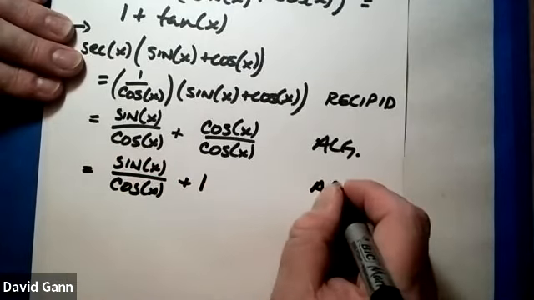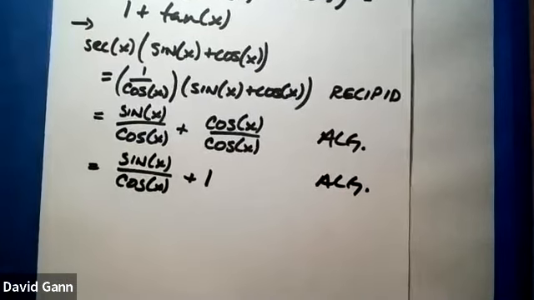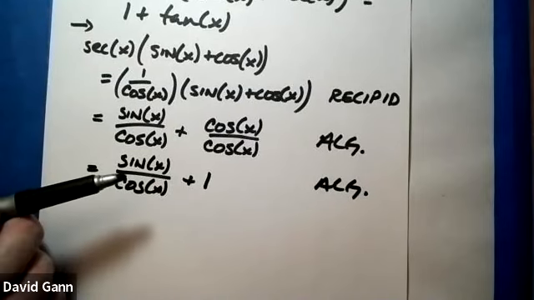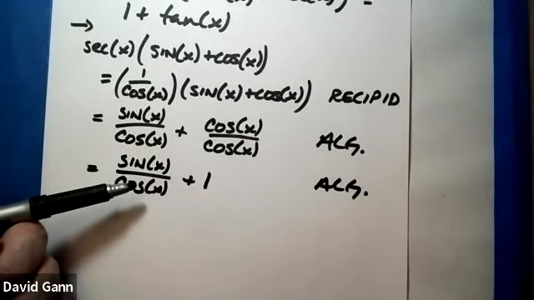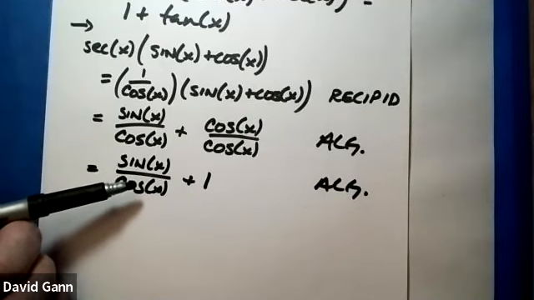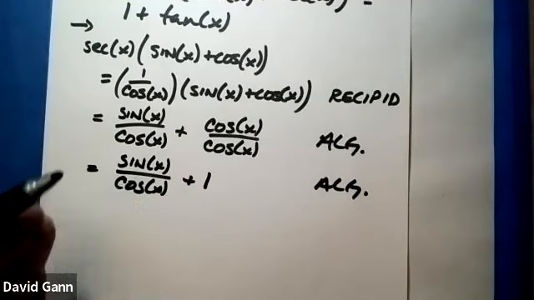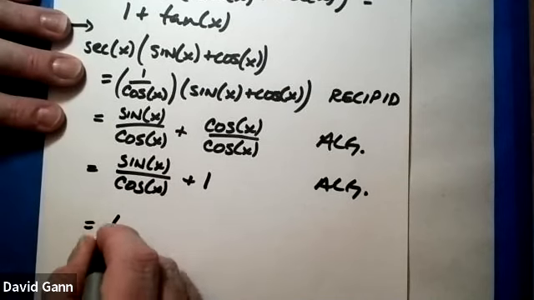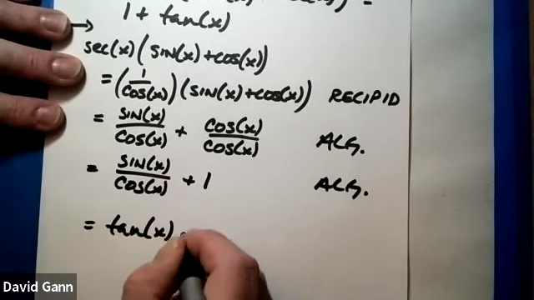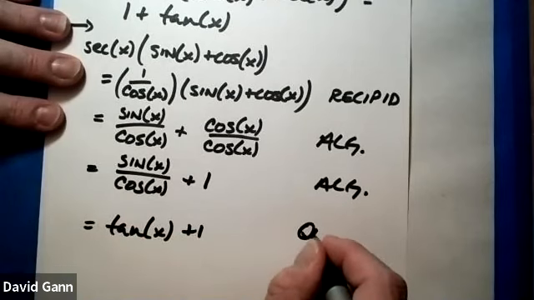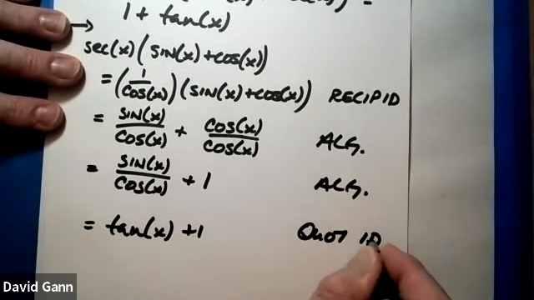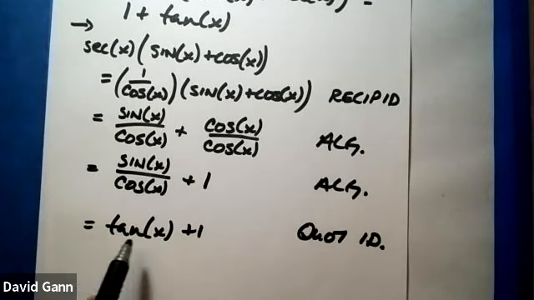This is, again, an algebraic step. And finally, hopefully everybody is seeing it, this is tangent, right? Sine of x over cosine of x is tangent of x by a quotient identity. And so I'll go ahead and make that my next step. We've got equal to tangent of x plus 1 by a quotient identity.